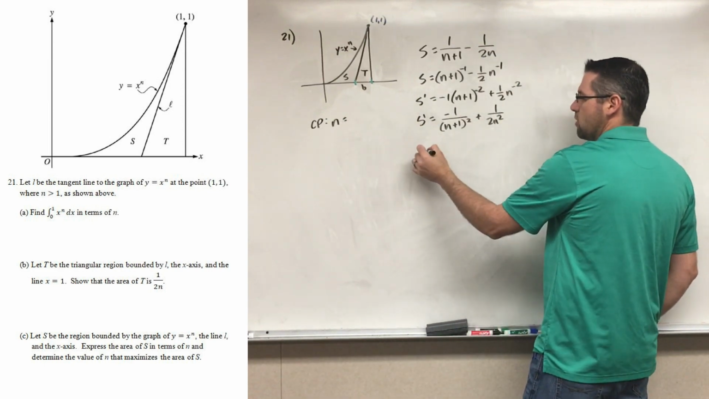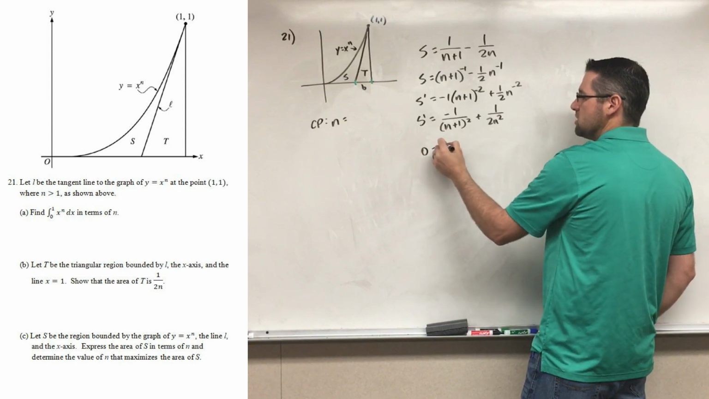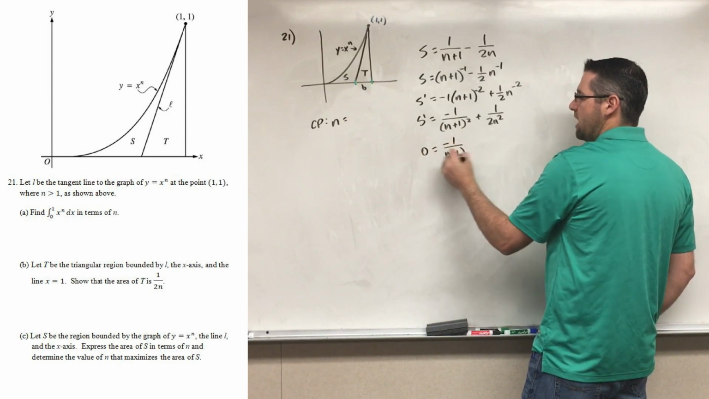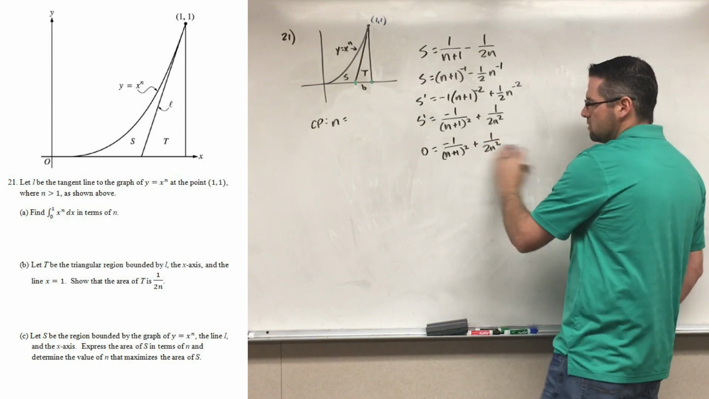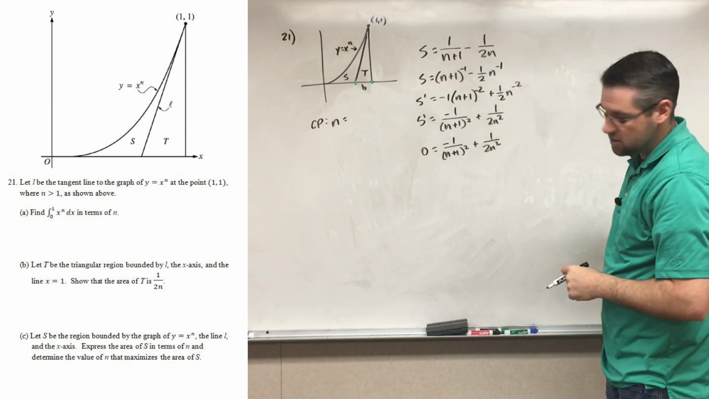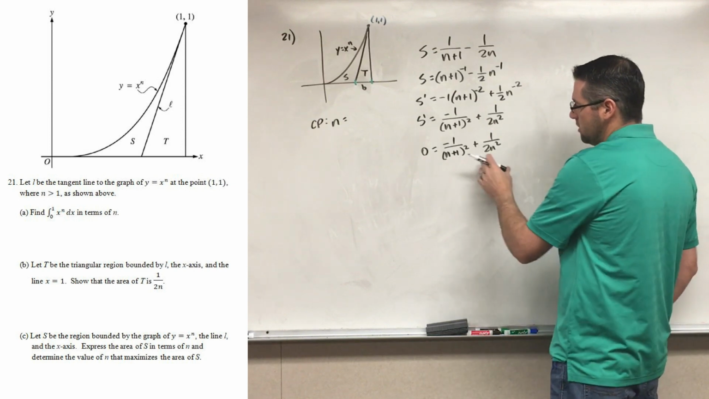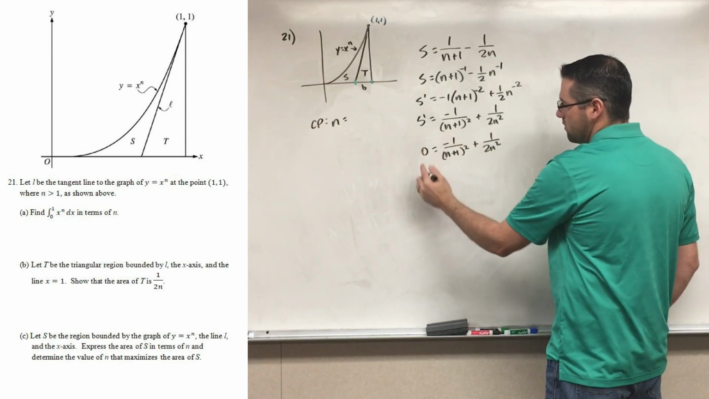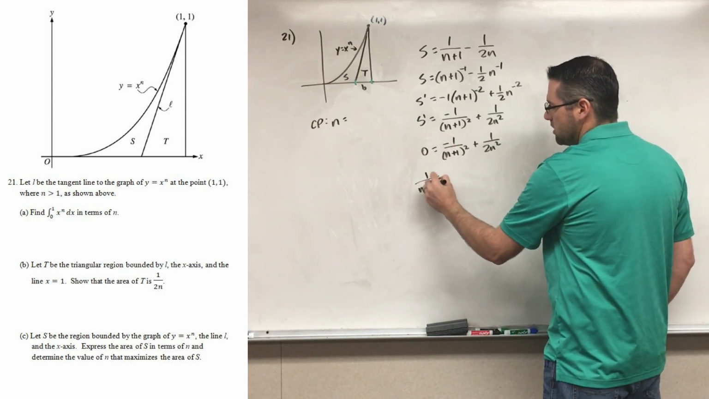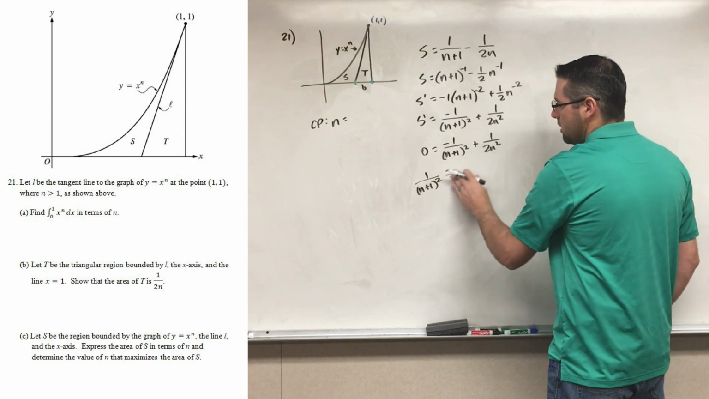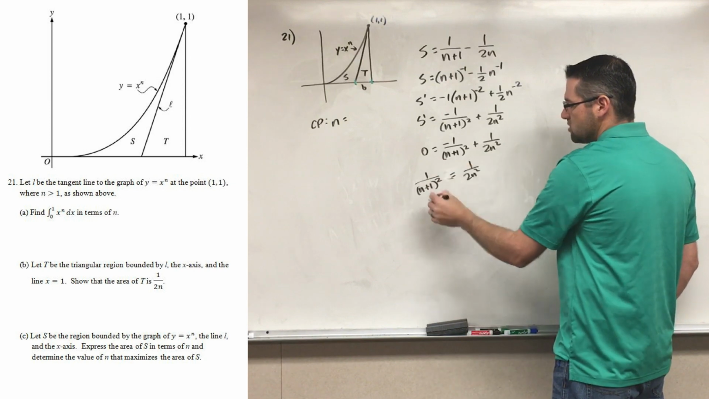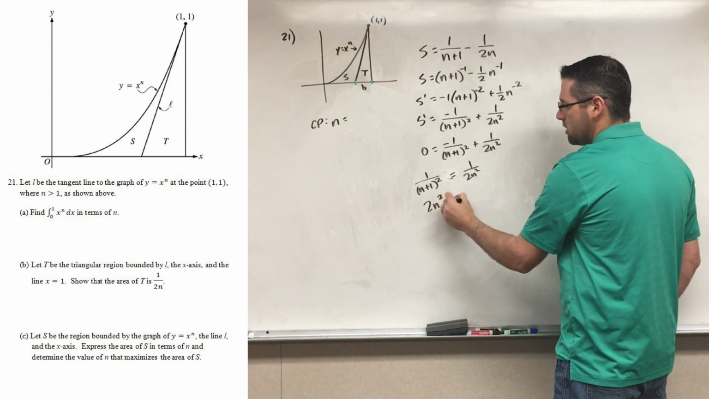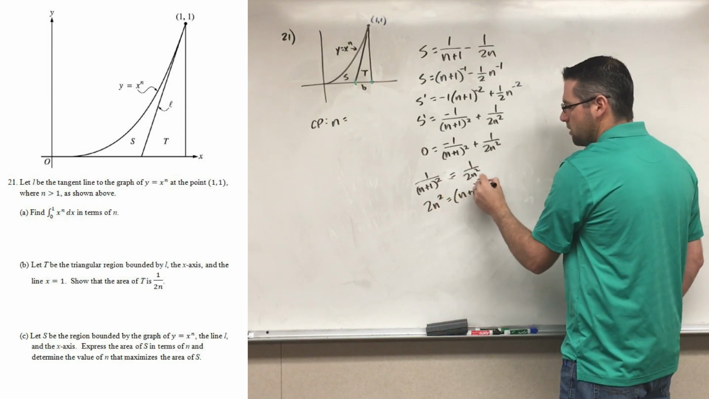The next set of critical points is when you set S prime equal to 0 and then solve for n. So we get this guy here. Now, to solve this, this is not a calculator problem, so it's going to take a little bit of work. First thing I'm going to do is I'm going to move this over here. So you get 1 over n plus 1 squared equals 1 over 2n squared. I'm going to cross multiply, so you end up with 2n squared equals n plus 1 squared.